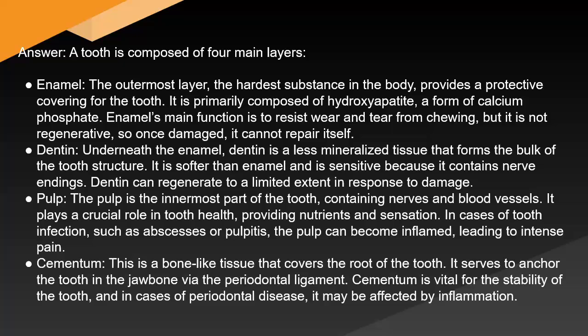Enamel's main function is to resist wear and tear from chewing, but it is not regenerative, so once damaged it cannot repair itself. Dentin. Underneath the enamel, dentin is a less mineralized tissue that forms the bulk of the tooth structure. It is softer than enamel and is sensitive because it contains nerve endings. Dentin can regenerate to a limited extent in response to damage.